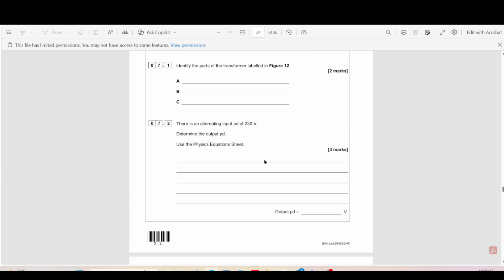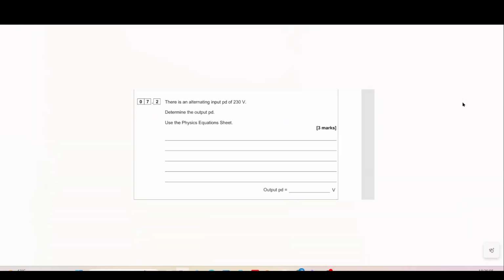Then there's an alternating input potential difference of 230 volts. Determine the output potential difference using the physics equation sheet. Is it potential difference across primary coil divided by potential difference across secondary coil equals number of turns in primary coil divided by number of turns in secondary coil? Yes, absolutely correct, this one.